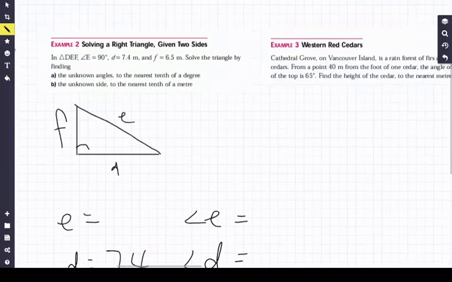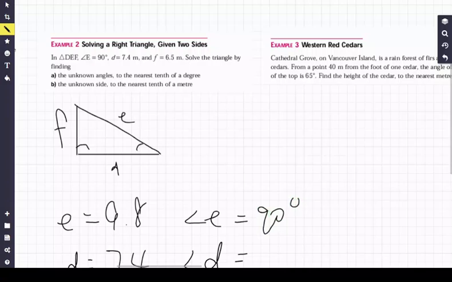We know that E is the hypotenuse, so 7.4 squared plus 6.5 squared. It's going to get you 97.01. We're going to square root that. It's going to get you 9.849. Okay, sure. And then let's do angle E. Oh wait, angle E is given, 90.